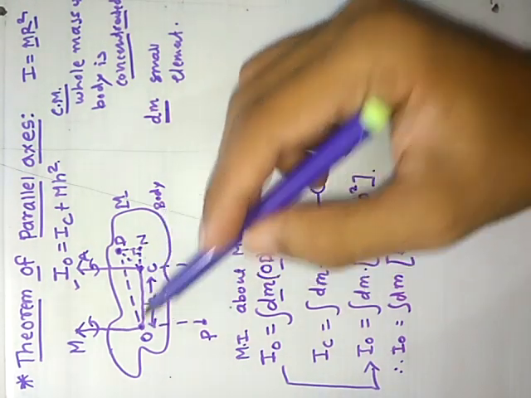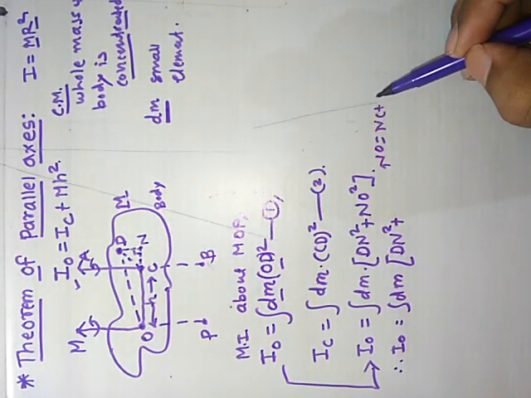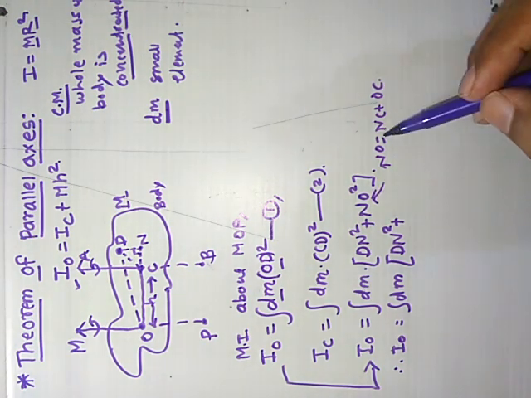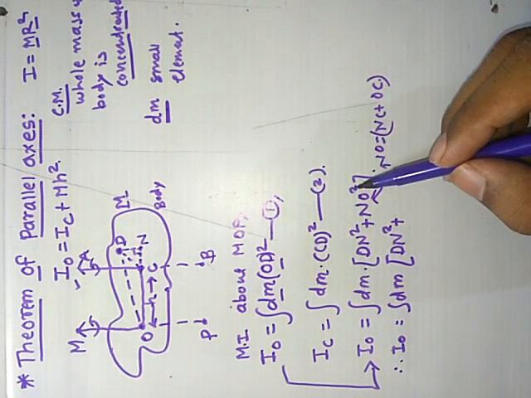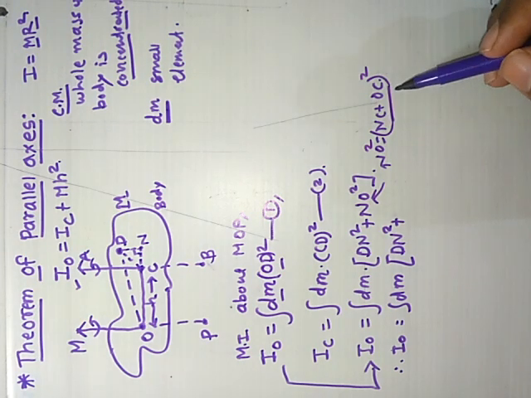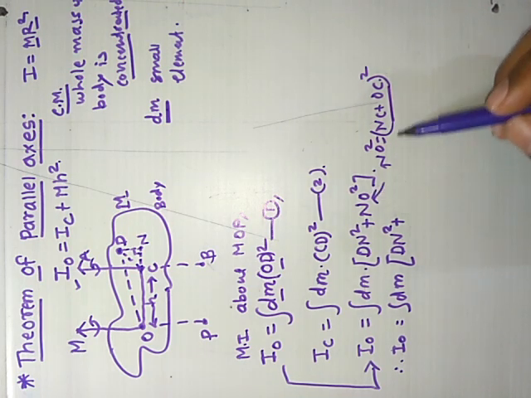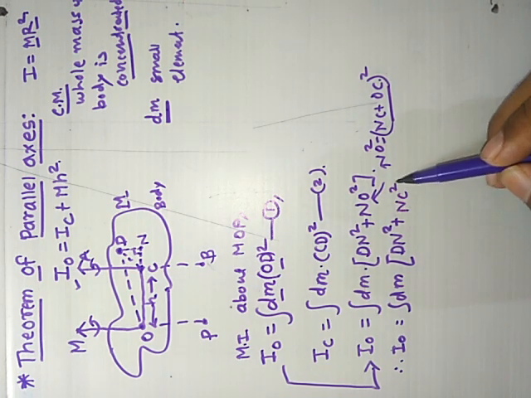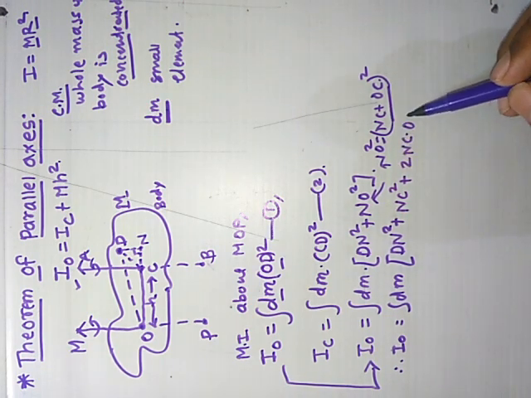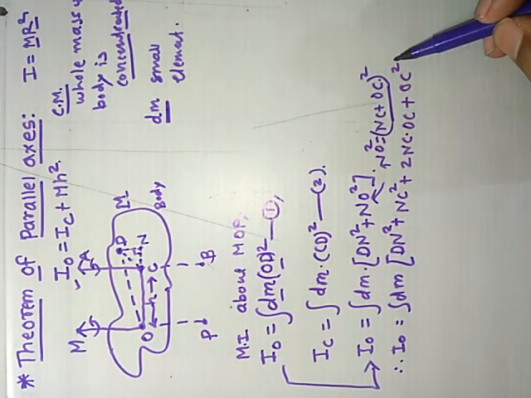Split the NO here. NO is equal to NC plus OC. So in place of NO, I can put NC plus OC, again the square of this quantity. So NO square is NC plus OC square. So by using the a plus b square formula, we can write here in place of NO square, NC square plus twice into NC OC plus this OC square.